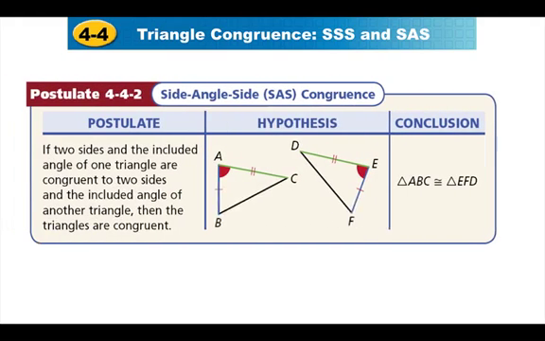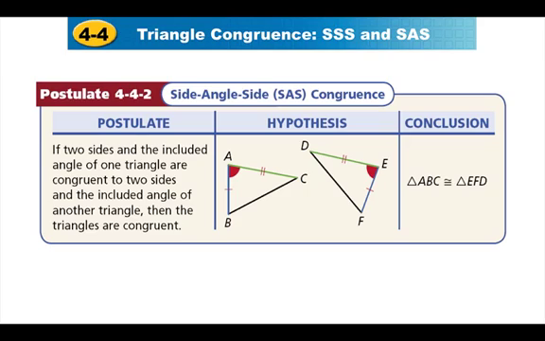Here's the next shortcut, postulate 4.4.2, the side, angle, side congruence postulate. Let me read this to you. It says if two sides and the included angle of one triangle, here are the two sides, here's the included angle, are congruent to two sides and the included angle of another triangle, here's the second part, two sides and the included angle, then the two triangles are congruent. Again, this is the second shortcut that you will be able to use to prove that two triangles are congruent. Let's go to the next slide.